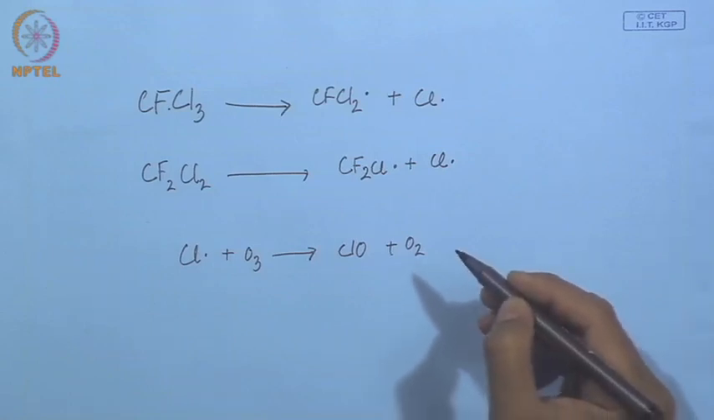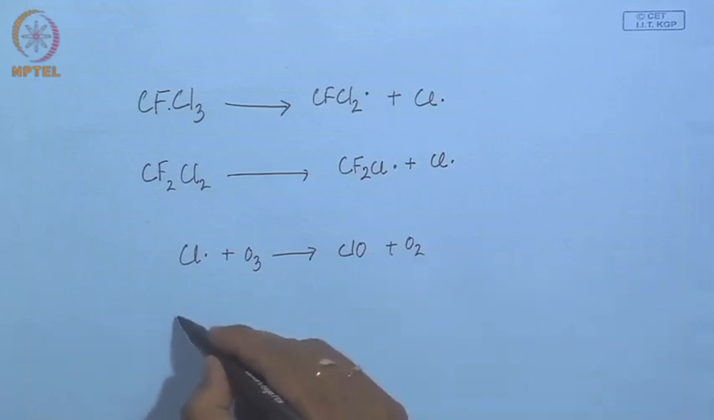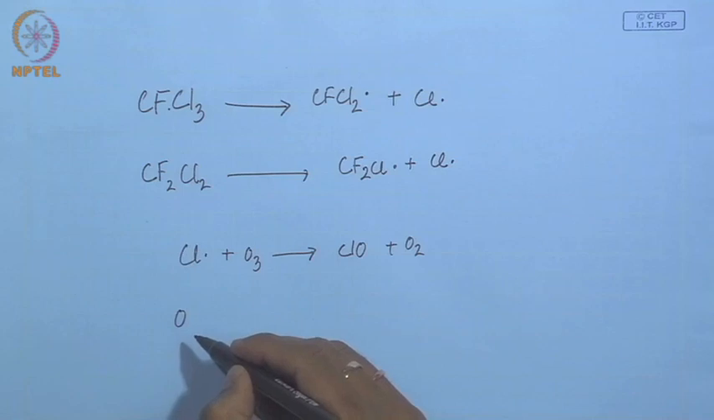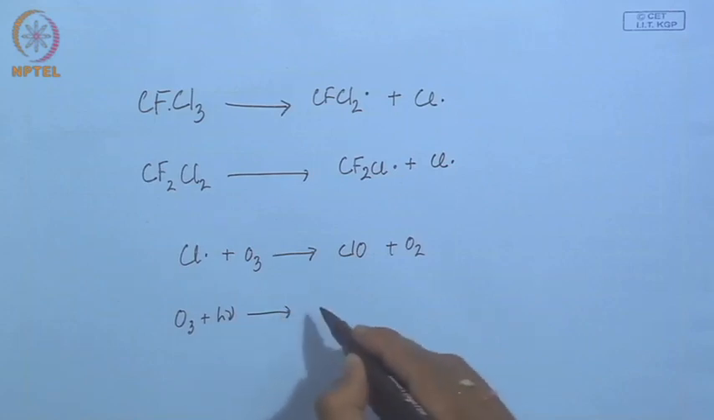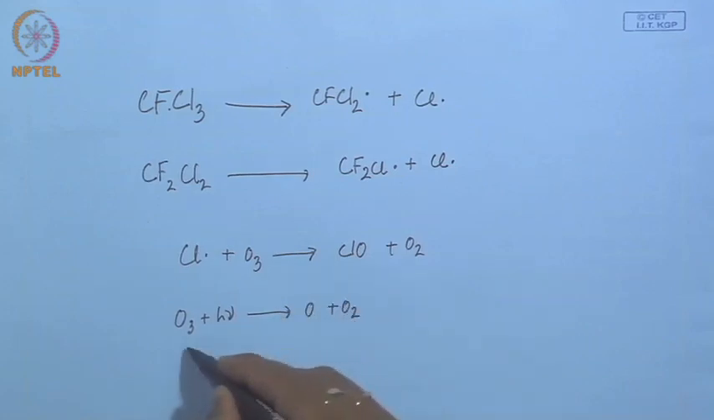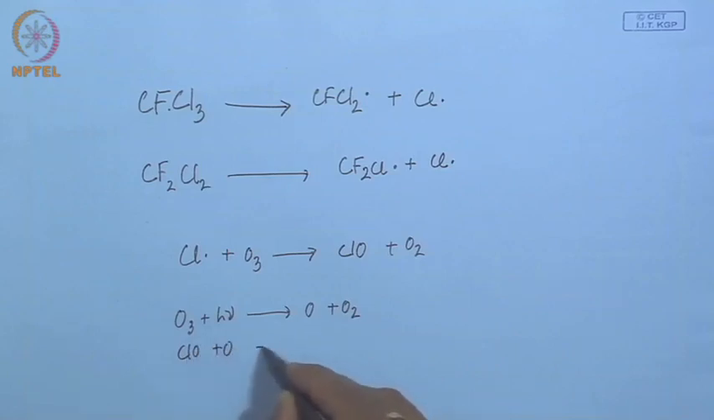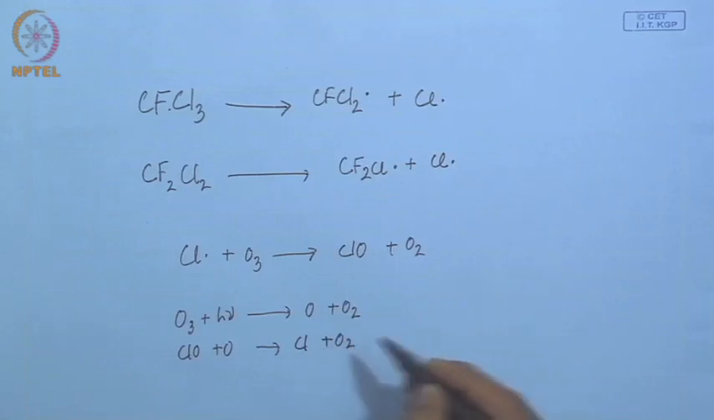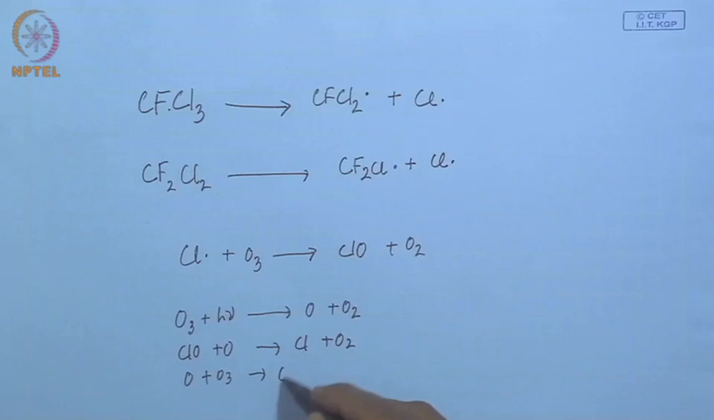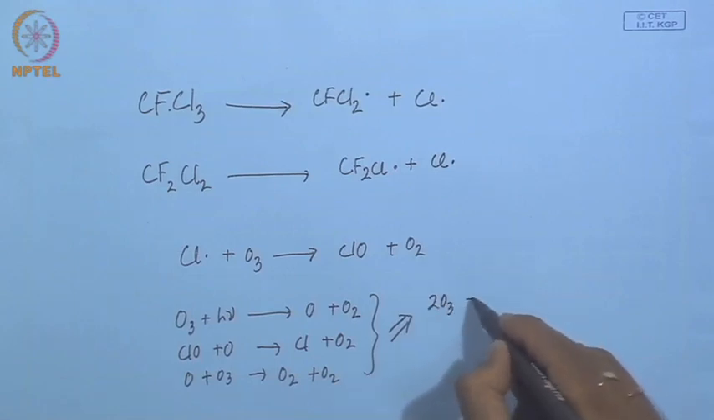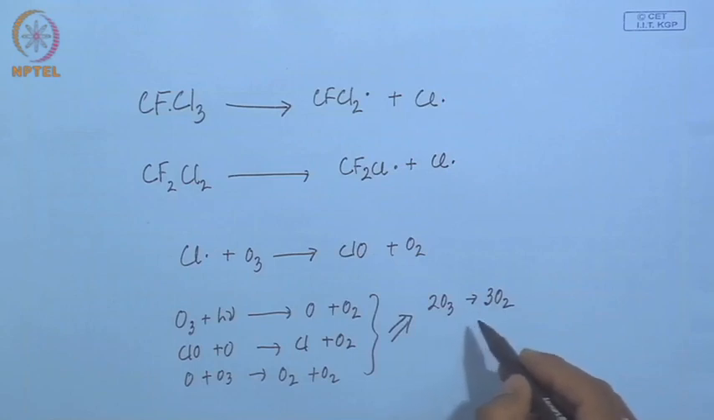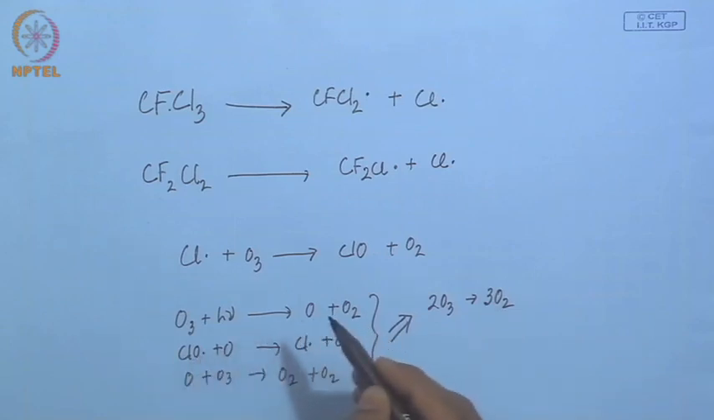There is another option: ozone absorbs ultraviolet radiation, giving rise to the following reaction, that is, they undergo reaction in the presence of ultraviolet light. So, O plus O2, then ClO plus O giving rise to Cl plus O2. O plus O3 giving rise to O2 plus O2. So, the net reaction we can write is 2O3 giving rise to 3O2. So, ozone is now broken into oxygen in the presence of the ClO radical.